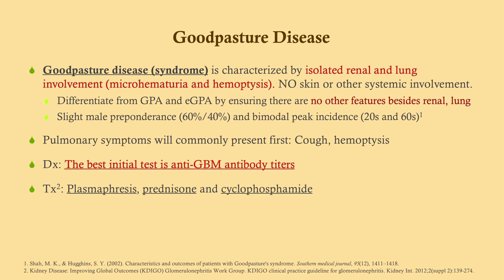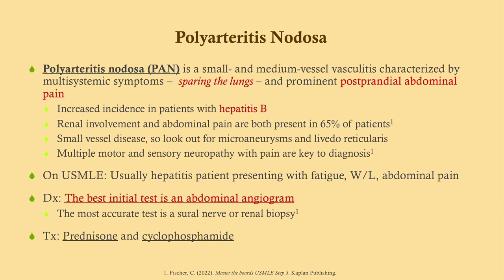There's a slight male preponderance, but it's not very much. Pulmonary symptoms usually present first, so cough and hemoptysis. Look for this on a test question. A 25-year-old guy comes in, he's got a cough, and now he's coughing up blood. And you might be thinking, oh, TB. Good to work up. But Goodpasture is another one that may be there. Make sure to get a urinalysis. You see blood in the urine, you've got your diagnosis. Best initial test is anti-GBM antibody titers. And to treat this, we do plasmapheresis, prednisone, and cyclophosphamide.